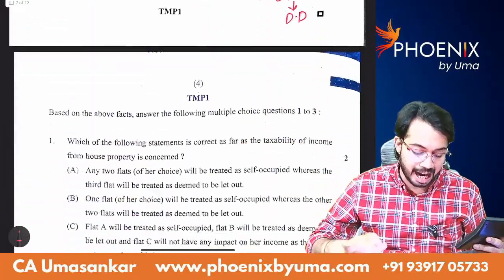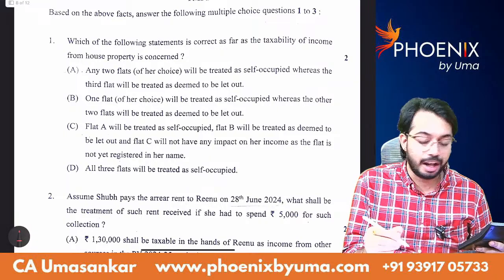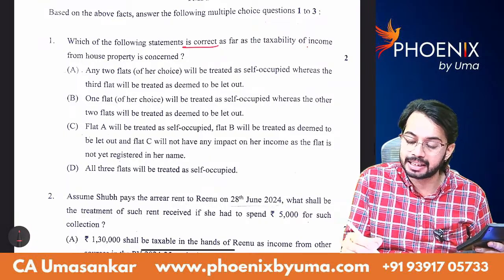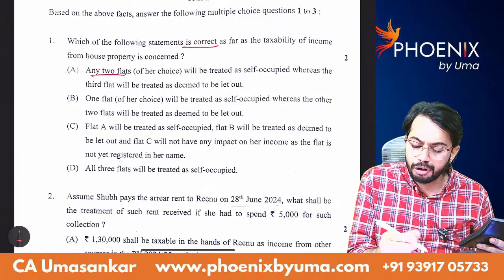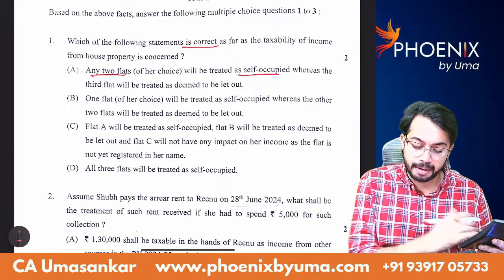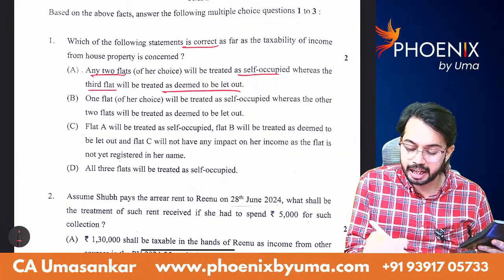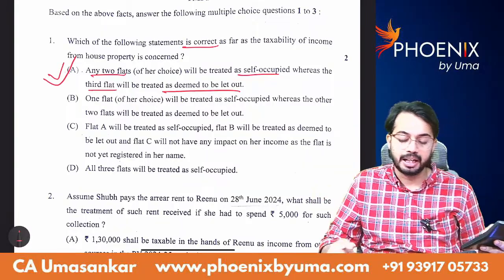Now let us see the answers. Which of the following statements is correct as far as taxability of income from house property is concerned? Any two flats will be treated as self-occupied, whereas the third flat will be treated as deemed to be let out. This option is correct.